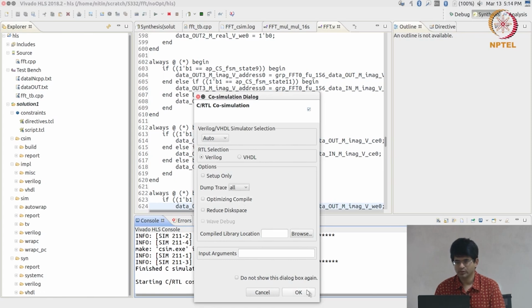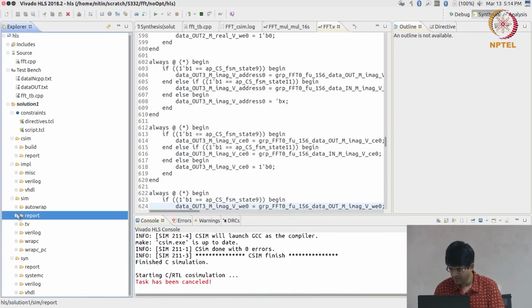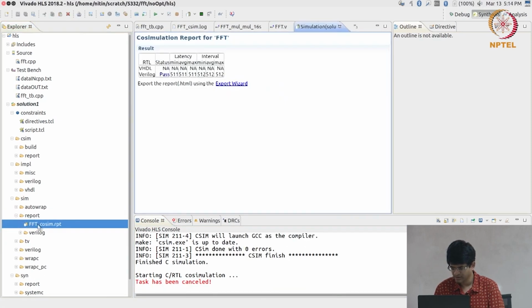You just click on OK, and it will run. Now I am not going to do that because it takes some amount of time, and I have already run it, so I will just show you the final result. If you have set dump trace to all, and it successfully passes through the entire compilation process, there will be one simulation report over here called FFT COSIM, which finally comes up with this set of values.